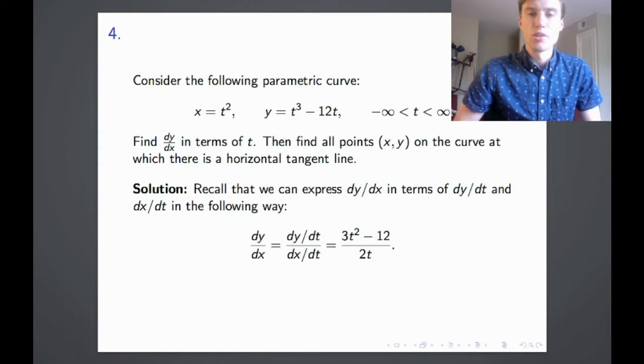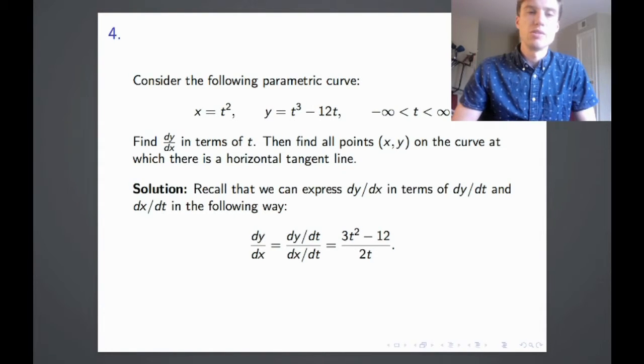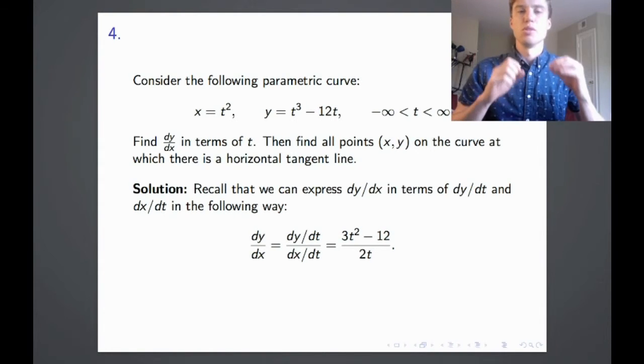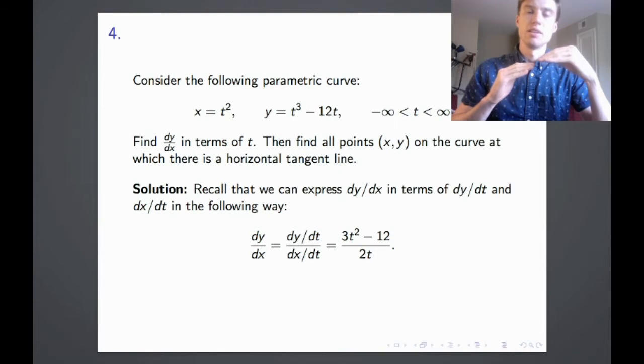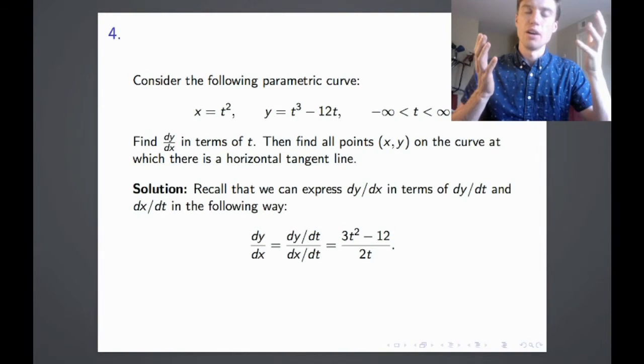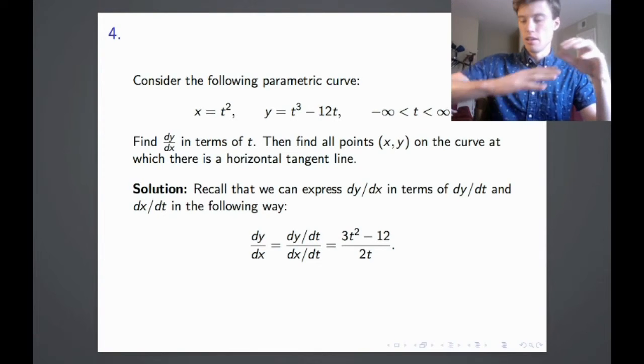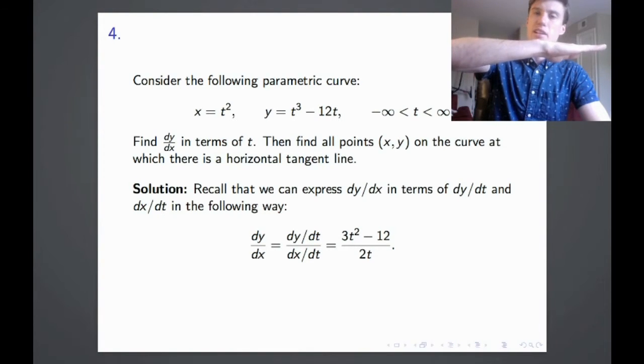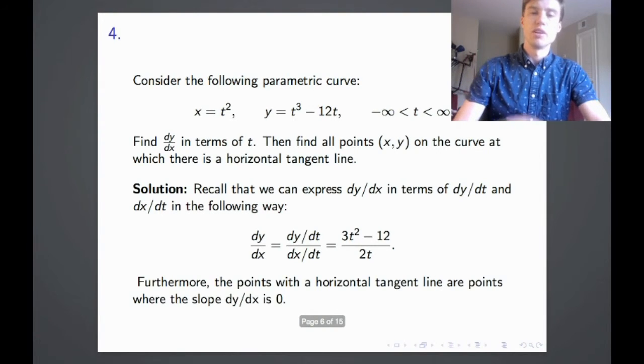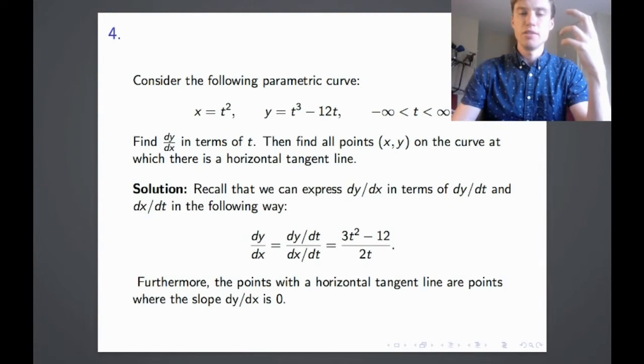Now on to the second part of the problem. We want to find out which points correspond to horizontal tangent lines. The question is, how does a horizontal tangent line relate to the derivative? Recall that the derivative is equal to the slope of the tangent line, and if we have a horizontal tangent line, the derivative is 0. Thus we will set our derivative equal to 0 and solve for t.